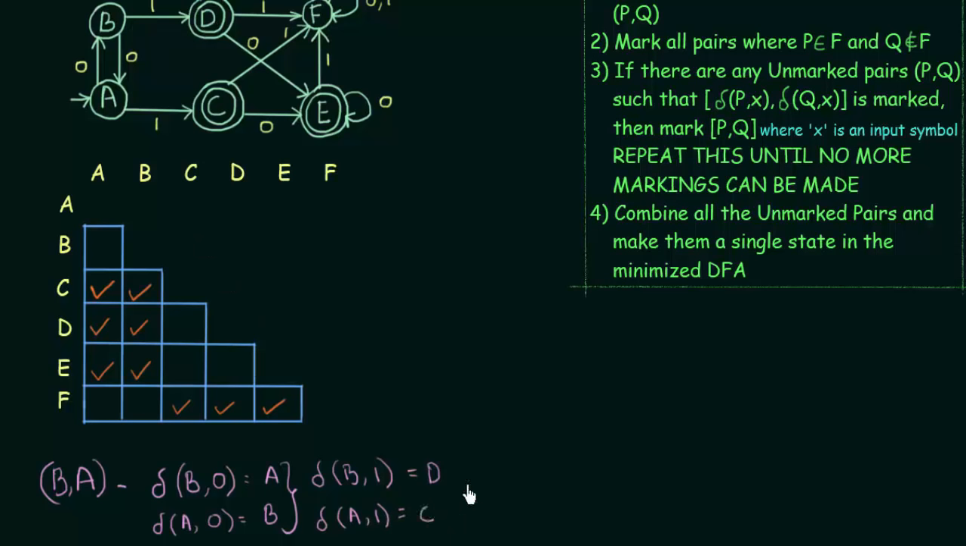So here we have obtained the minimized DFA. This was our original DFA, which had 1, 2, 3, 4, 5, 6 states. But in our minimized DFA, we have only 3 states. And this is the way you minimize a DFA using the table filling method. It is also known as the Myhill-Nerode Theorem. So I hope this was clear to you.